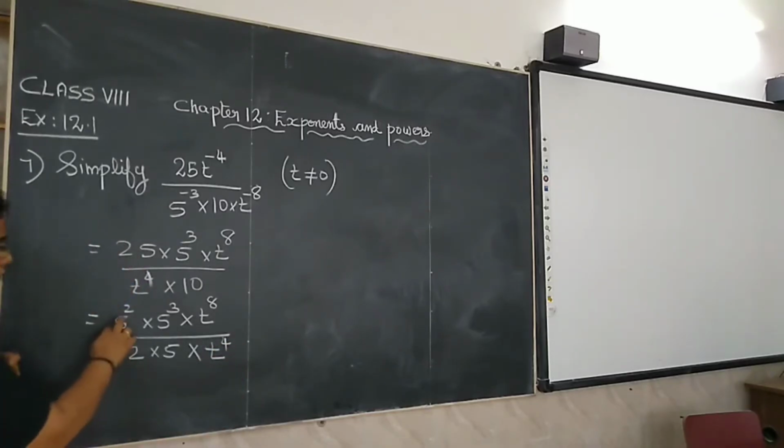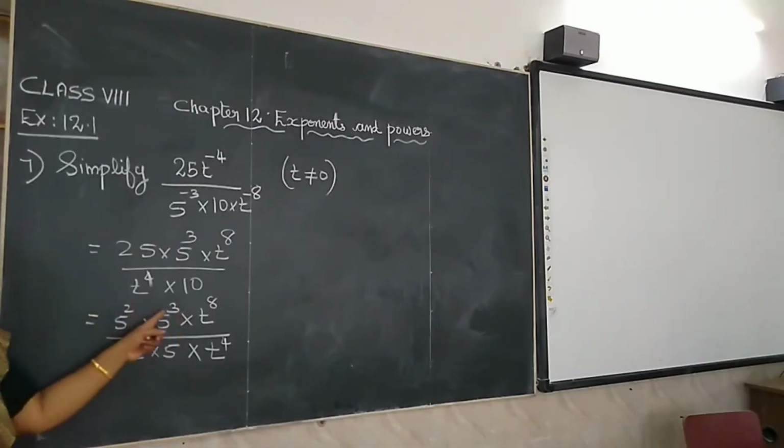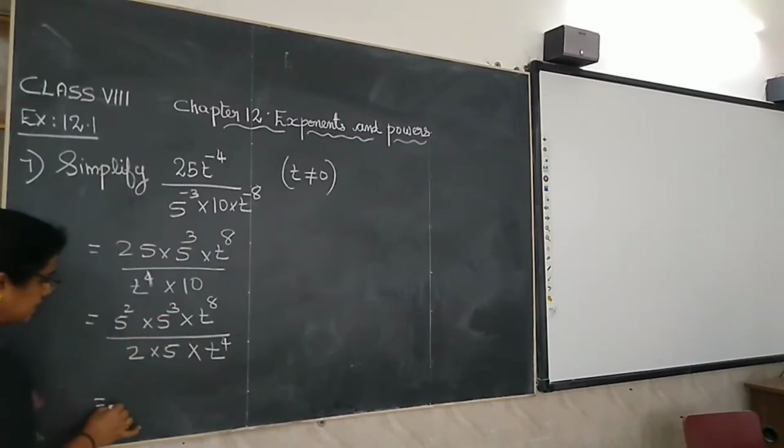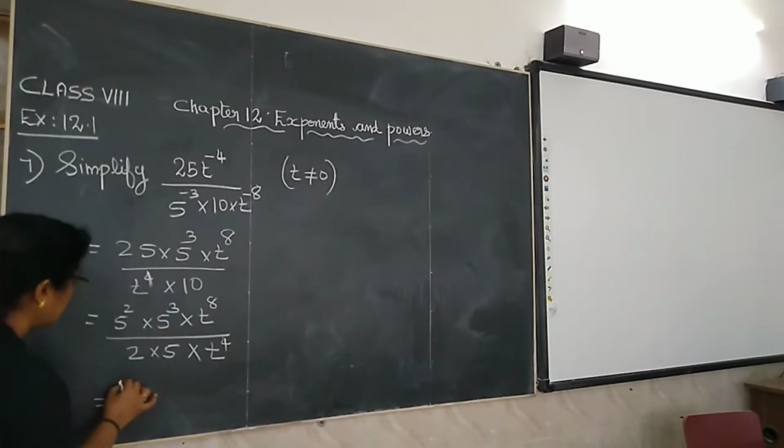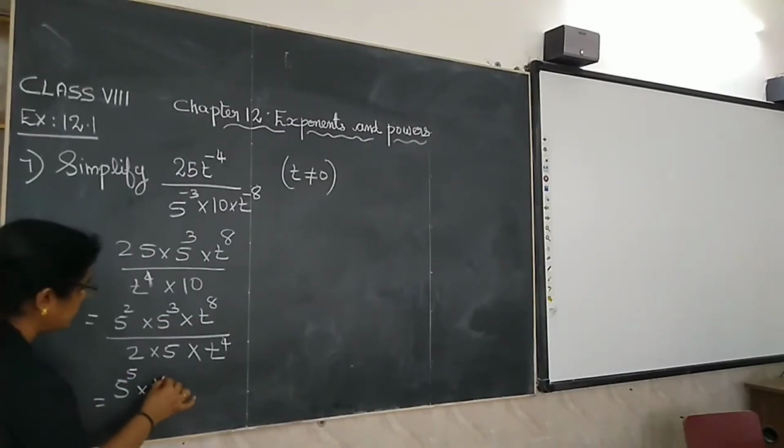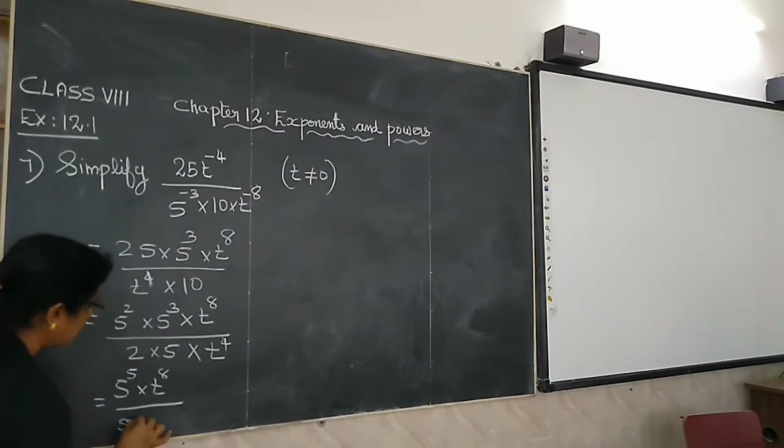And here 5 square multiplied by 5 raised to 3. Here we can apply the law x raised to m into x raised to n is x raised to m plus n. So for multiplication, if the base is the same, we have to add the powers. So this becomes 5 raised to 5 multiplied by t raised to 8 divided by 5 into 2 into t raised to 4.